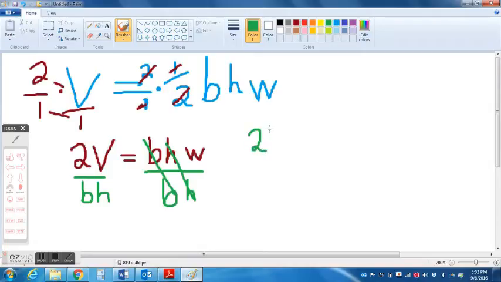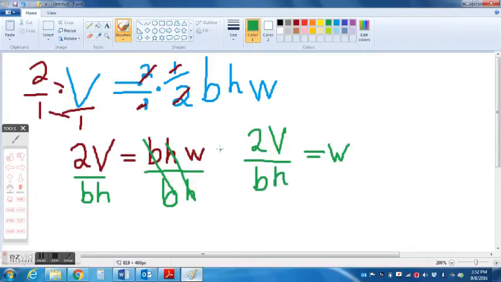And since they're both equal, it really doesn't matter what side. I can flip those two sides of the equal sign if I want. I could write W on one side and then write 2V over BH on the other, or vice versa. It doesn't matter. They're equal, so it doesn't matter which side of the equal sign I write.